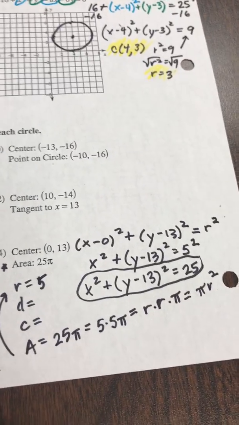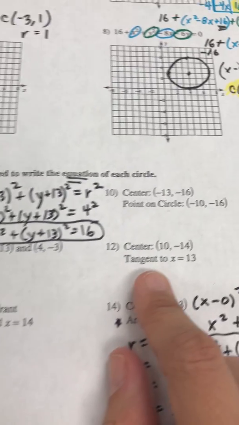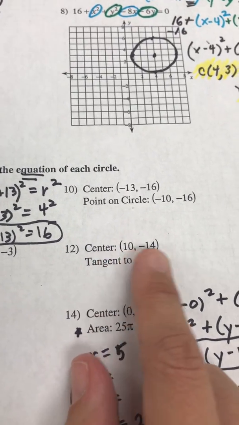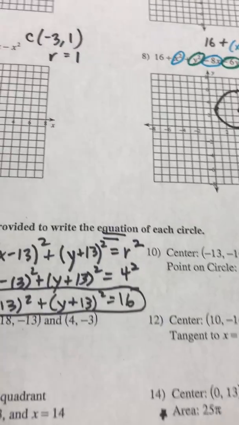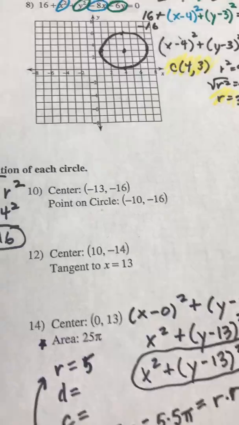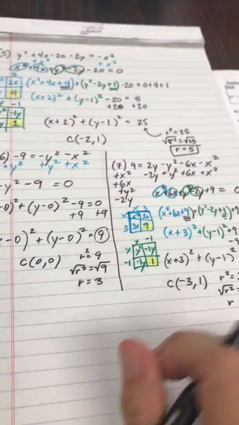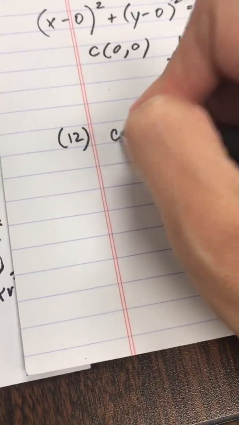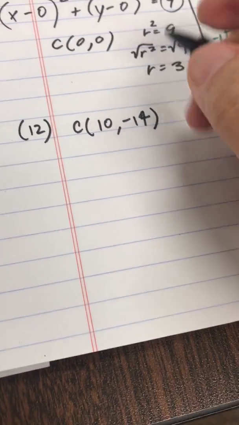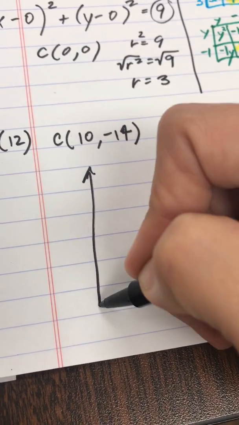Now, depending on your class, we did a couple of these tangents. So let's look at this tangent. If the center is here and it's tangent to x equals 13, well, let's see what that would be. I kind of have to come up with a little sketch, and I may need to go back to my piece of paper from earlier. So I'm going to do question number 12. The center is 10, negative 14, and it's tangent to x equals 13.